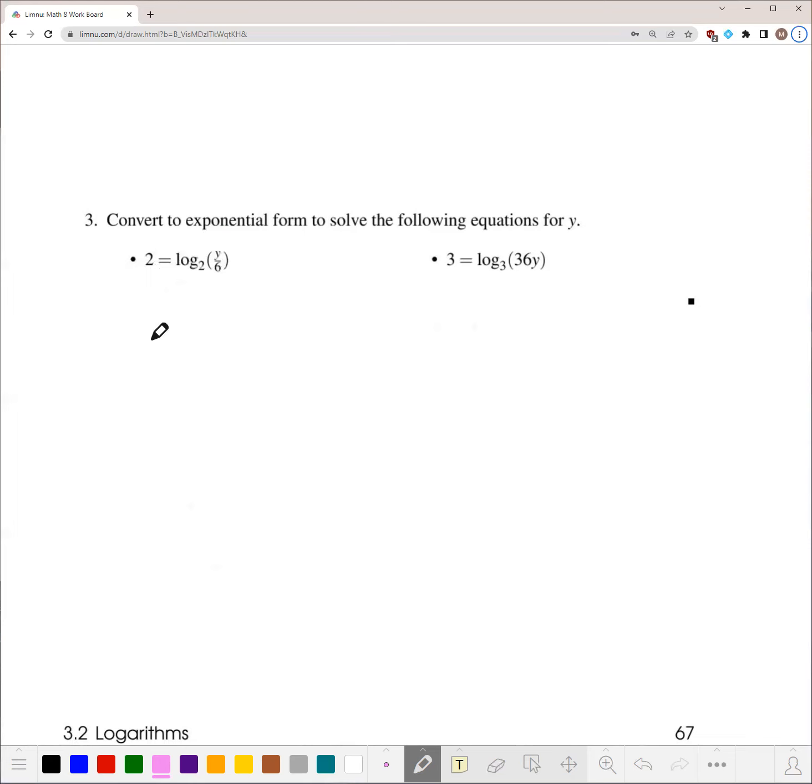So let's do that. Okay, our base is 2. Our value of our exponential is 2. And our argument is just what's on the other side. So rewriting this becomes a really simple math equation, right? I've got 2 to the power of 2, which is 4, equals y over 6. I'm going to multiply both sides by 6, and I end up with y equals 24. Sick. How about over here?